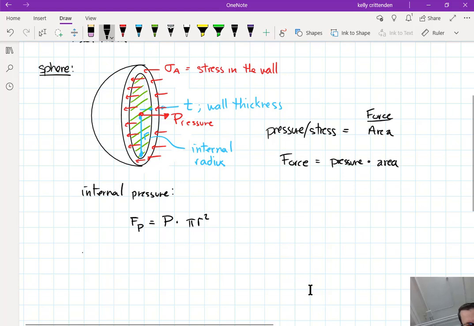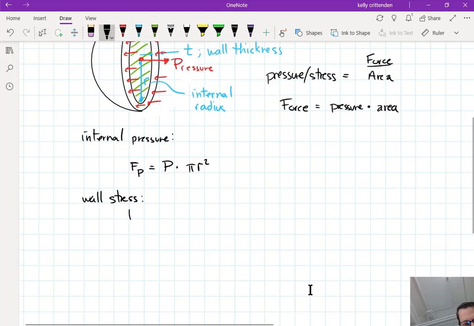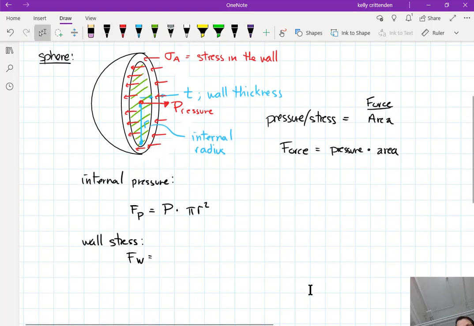And then if I do the wall stress, similar thing, the force in the wall, I'll call that FW, equals sigma A, the stress in the wall, times the area. And that area I could do this way, right? I could say that area is pi R outer squared minus pi R squared, where R, regular R, is the internal radius. I could do that. And that would be, let's see, this area. That would be this area.